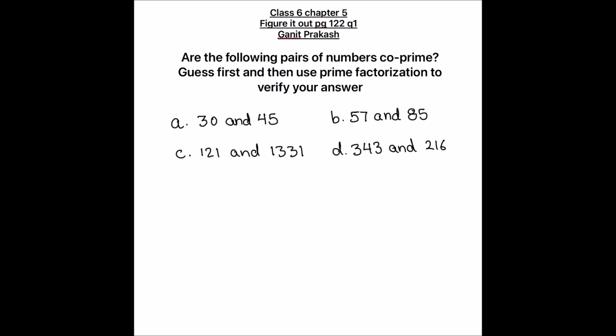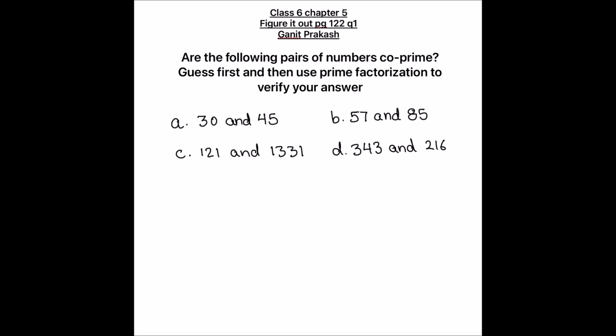It's page 122 question 1 and the question is, are the following pairs of numbers co-prime? Guess first and then use prime factorization to verify your answer. So here we all know that co-prime numbers are numbers which only have a common factor of number 1. So they have no common factor in between them except number 1. Let's start solving this question.